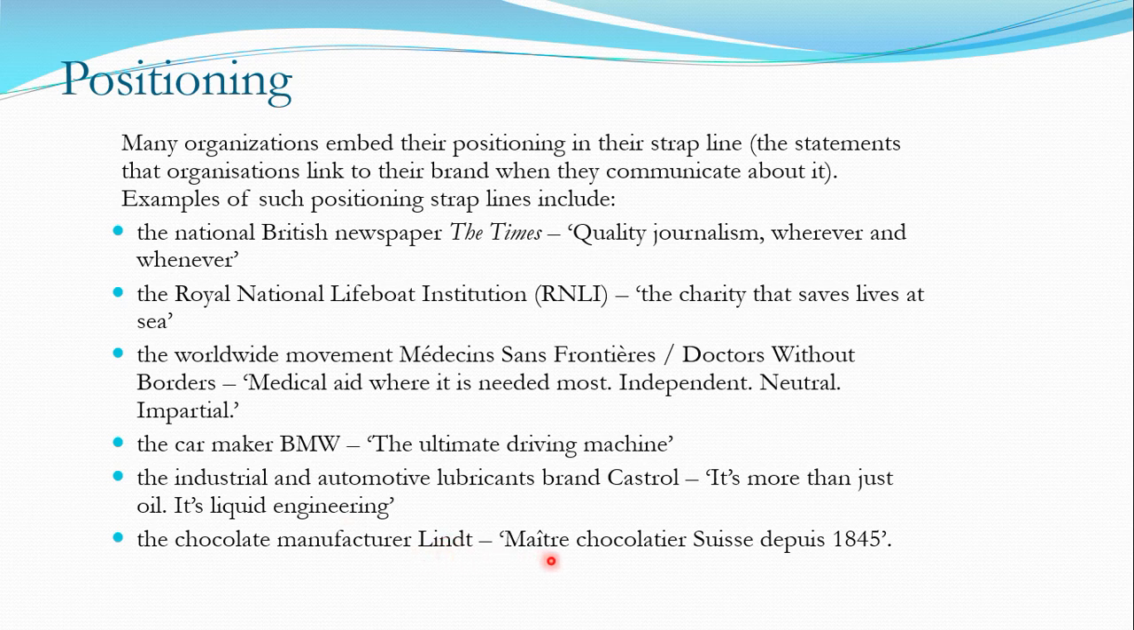Lindt, the chocolate brand: Maître chocolatier suisse depuis 1845. This is in French, so I don't know. Anyway, this is the positioning, or the strapline, of many of the products. What does the organization want to put into your mind? Subway, as we discussed: Eat fresh. McDonald's: I'm loving it. Many straplines are being used by organizations to connect or communicate their brand with your mind.